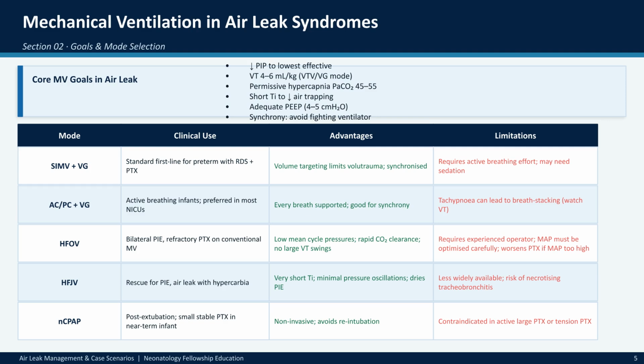Core mechanical ventilation goals in air leak syndromes aim for low PIP, with a tidal volume of 4 to 6 milliliters per kilogram. Permissive hypercapnia is used with short inspiratory times to reduce air trapping. Specific modes like SIMV with volume guarantee and HFOV offer distinct advantages and limitations in managing these syndromes.